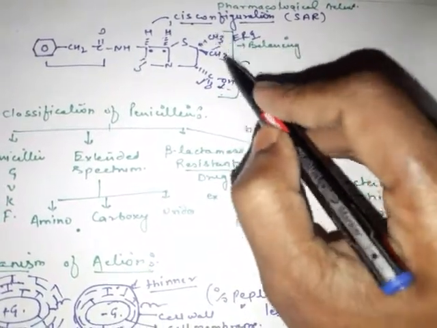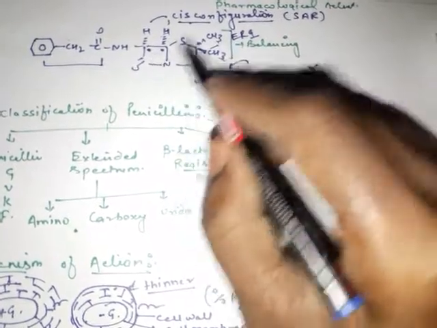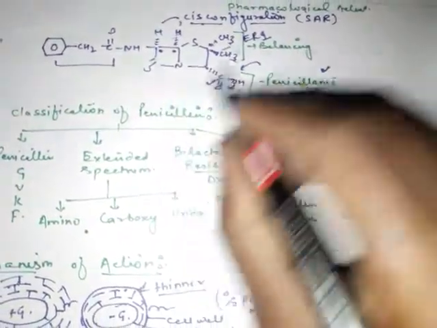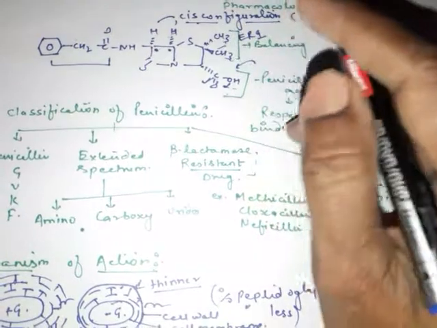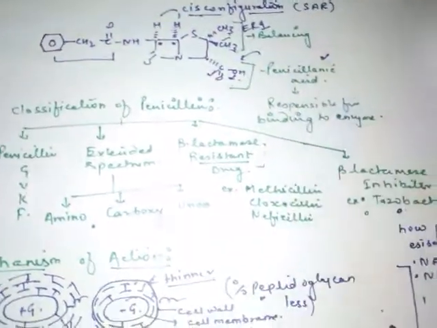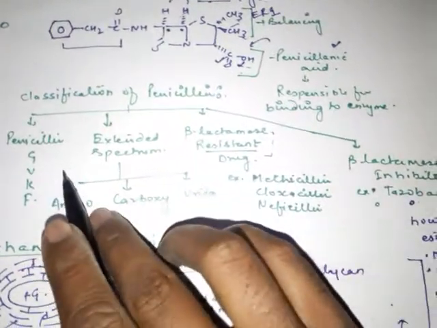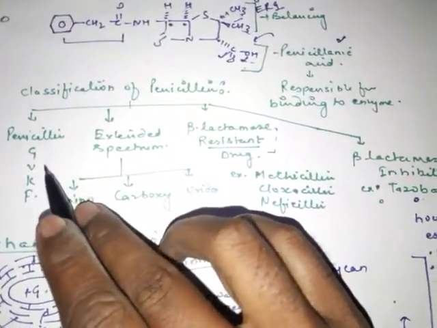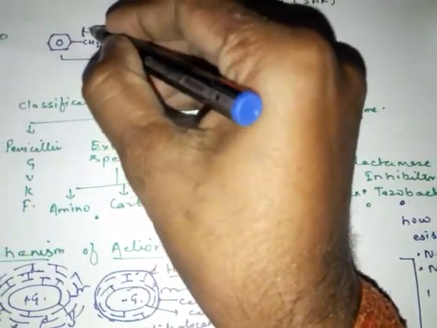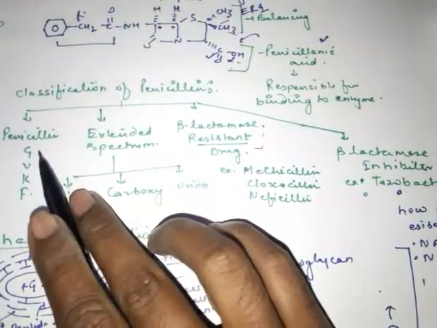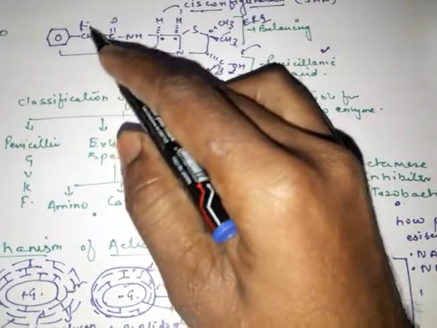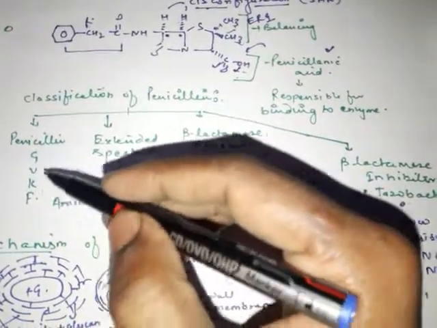And this methyl group is balancing this moiety. So the ion and these two methyls will be anti to each other. Another point is the classification of penicillin. Penicillin is of various types like G, V, K, F, depending on the R group. Depending on the difference in R, it is named G, V, K, F.